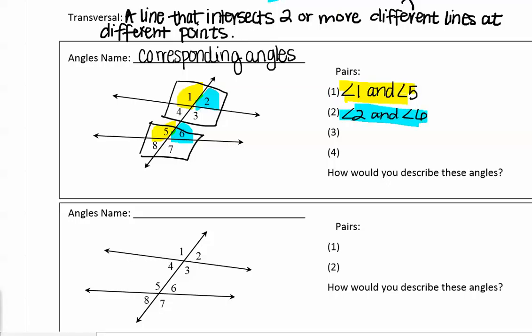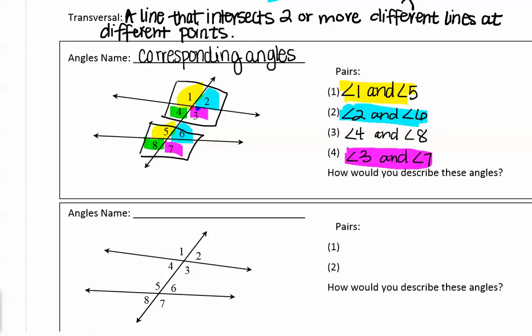Do you think you know what the other 2 pairs are? If you said 4 and 8 and 3 and 7, you would be correct. Okay, so we got 4 and 8 and 3 and 7. So we're just ascribing a name to these types of angles. Okay, they are corresponding.